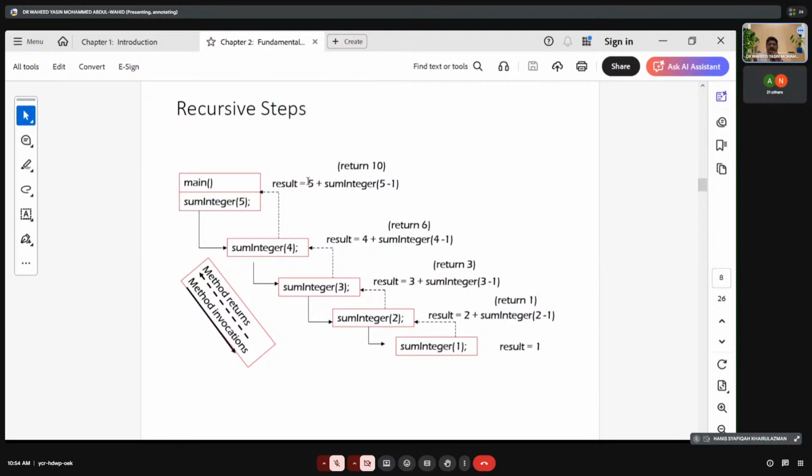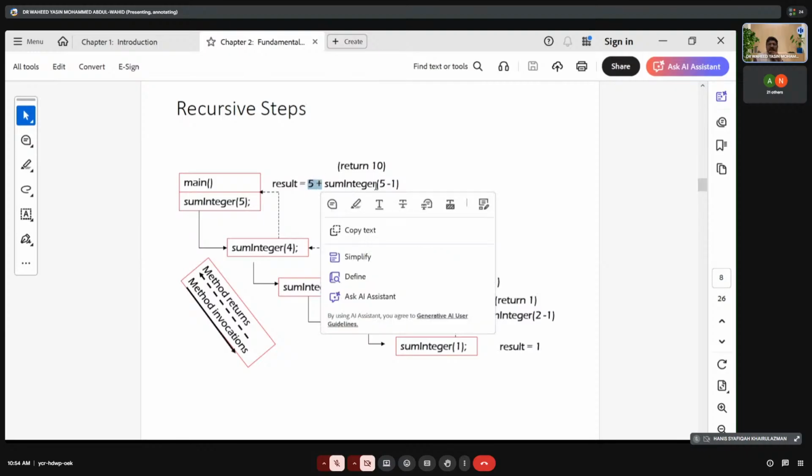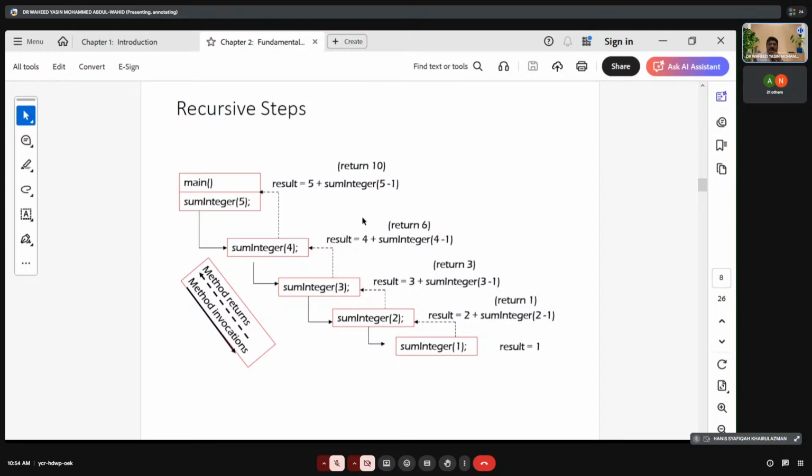Here we have n. So we have 5, some integer 5 plus minus 1. Then we have 4, some integer 4 minus 1. Then 3, some integer 3 minus 1. Then here 2, some integer 2 minus 1, here 1. Then we now replace 1, here we have some integer 2 minus 1, equal 1. What is here? We have written 1.